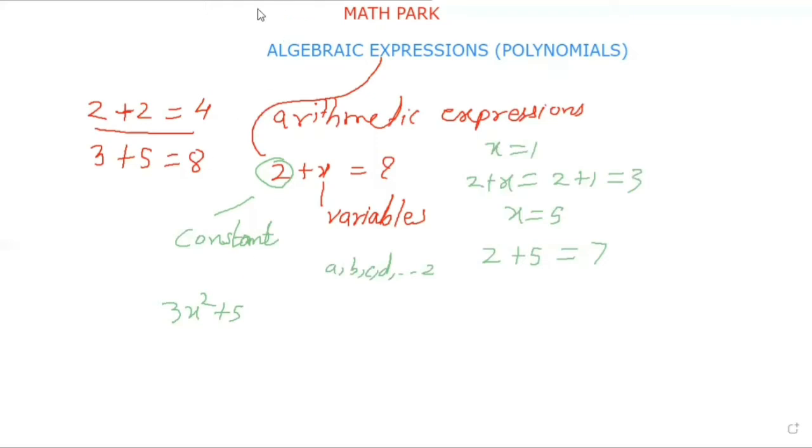Now let me explain you more about the parts of an algebraic expression. Along with this, 5 is called a constant because it has a fixed value. Along with this x square, what is coming? This 3 is called the coefficient of x square. Whatever numerical value comes along with it is called the coefficient. And 3x square and this 5, these are called the terms of the algebraic expression.